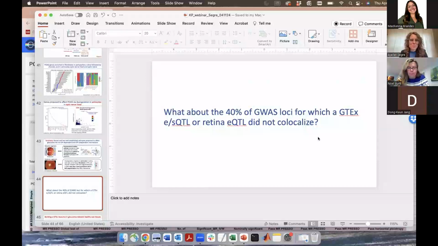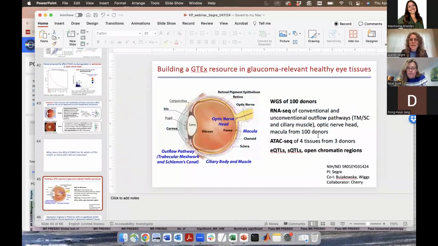So just given time, I just want to talk about the future directions and the implementation of being able to visualize a lot of these data and data to come in the Vision Genomics portal. So what about the 40% of GWAS loci for which we did not find colocalizing eQTLs and sQTLs? So we're in the process of building a GTEx resource for glaucoma relevant healthy eye tissues, both the trabecular meshwork, Schlemm's canal, the ciliary body muscle, the macula and the optic nerve head.